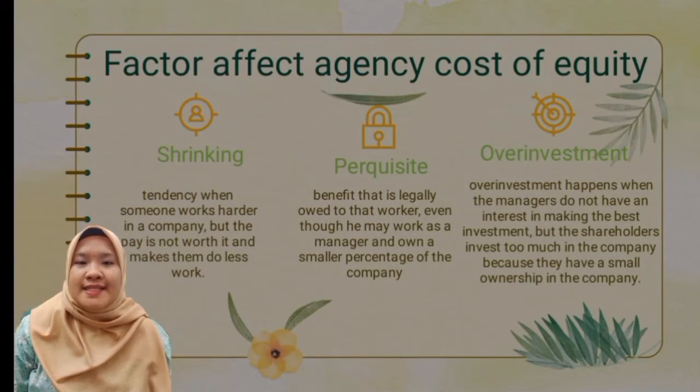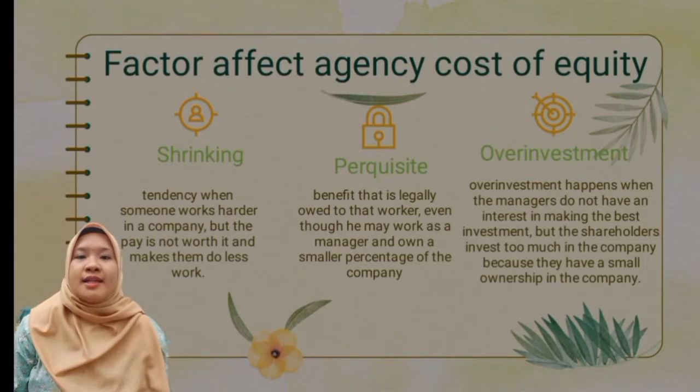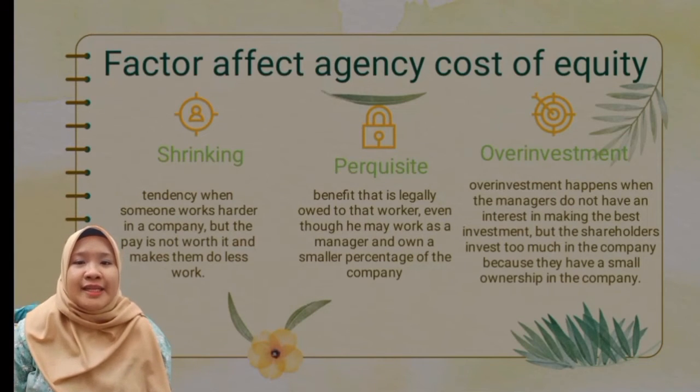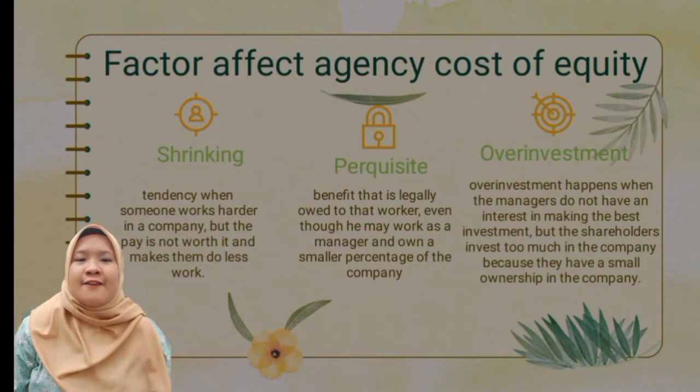Second is perquisite. Perquisite is a benefit that should go to the best worker even though they only have a small percentage in the company. The last factor is overinvestment. It happens when the manager does not have an interest in making the best investment, but the shareholder invests too much because they have small ownership.